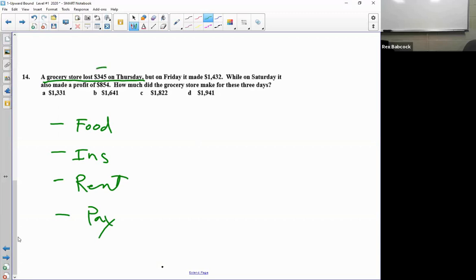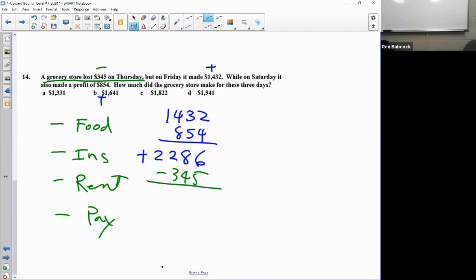And if they don't make enough, they end up losing money, even though they sold some stuff. So that's a minus. But on Friday, they made a little over $1,400. It's a plus. And on Saturday, it also made a profit, another plus. So I have $1,432 and $854 in those 2 days. 6,822, that's a plus. And I lost $345. Those 3 days, they made a little over $1,900 cleared after they paid all the bills, the insurance, the rent on the building, paid the people, food, taxes to the government.